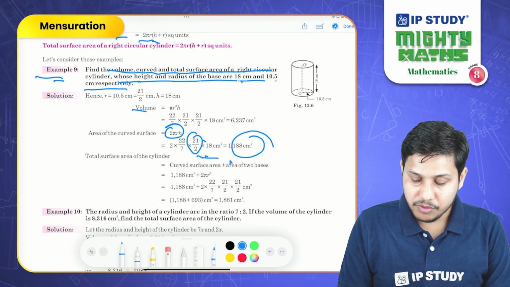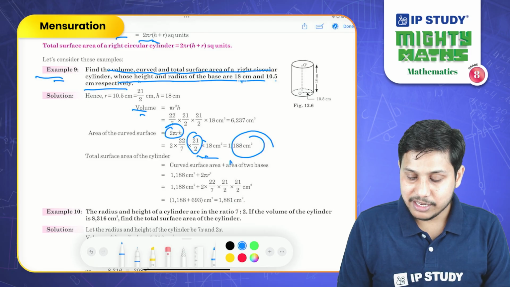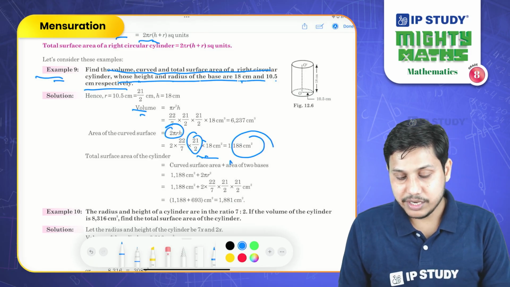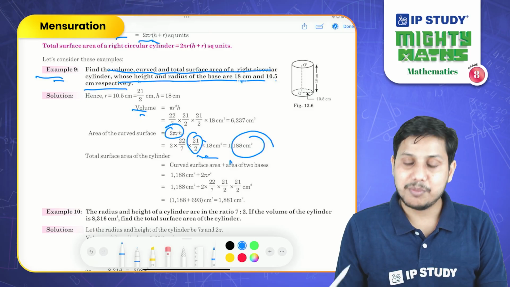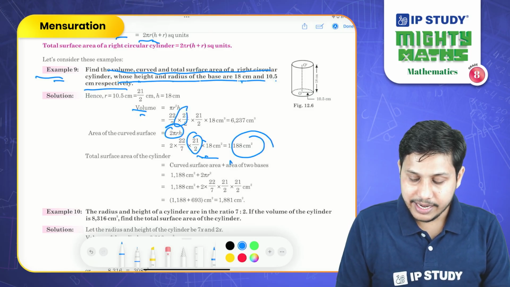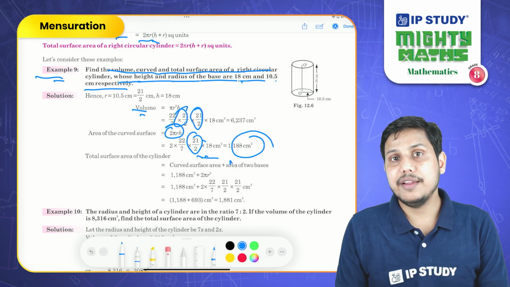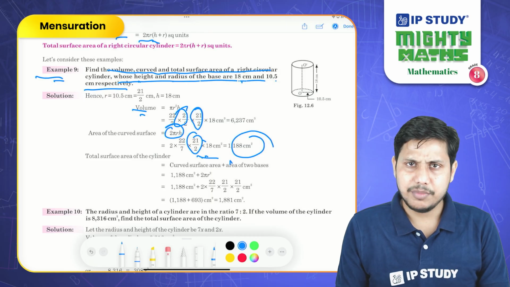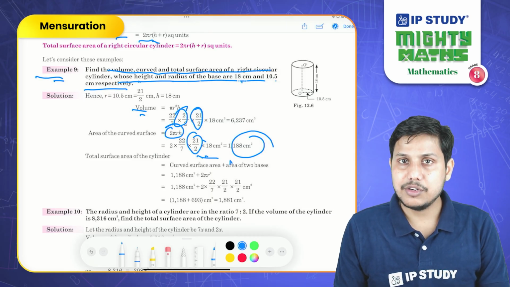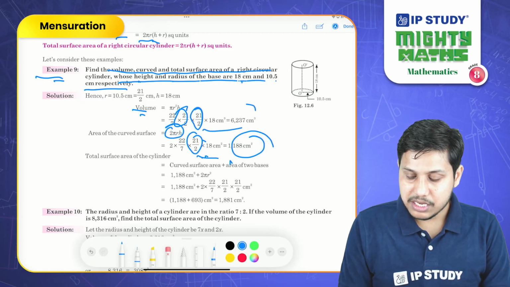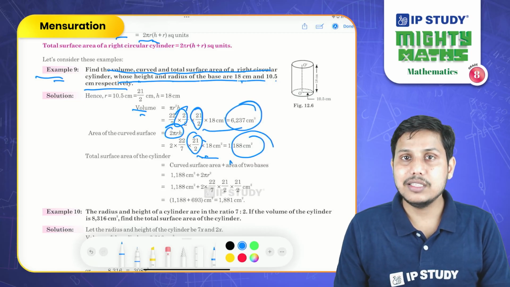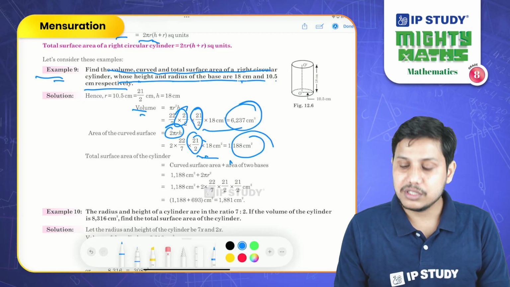so the value will be 1188. Volume will be calculated as pi r square h, where pi will be taken as 22/7 until and unless 3.14 is mentioned for pi. Again we'll use 10.5 as 21/2, not necessary but for simplification only. So it will give us 6237 centimeter cube as the volume of this right circular cylinder.